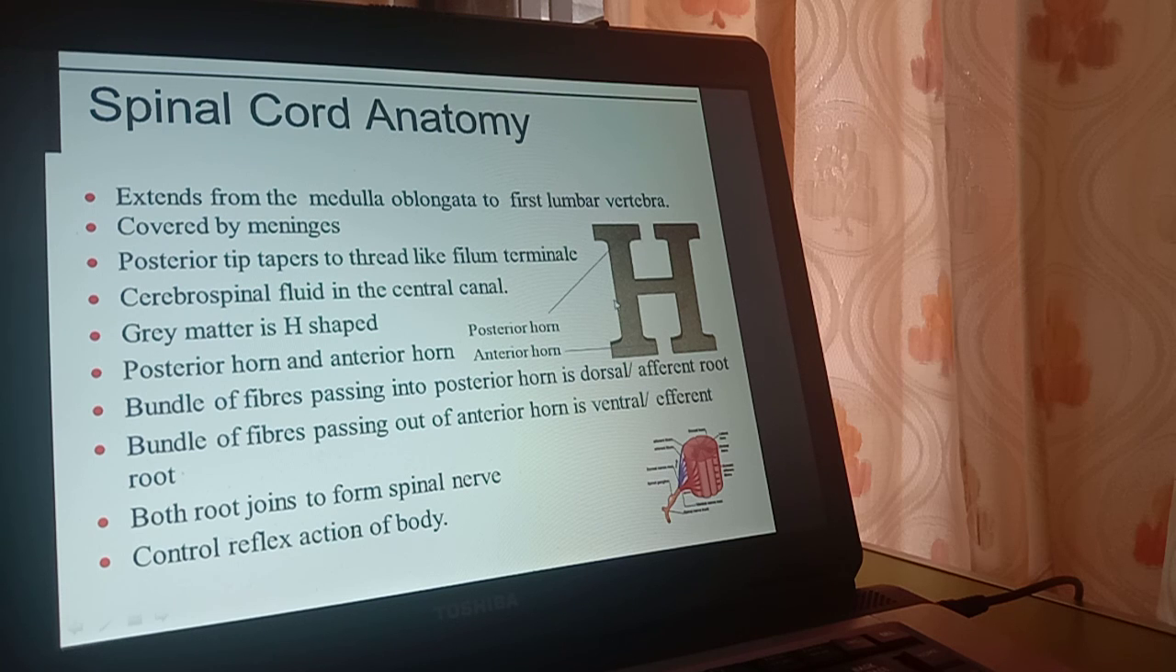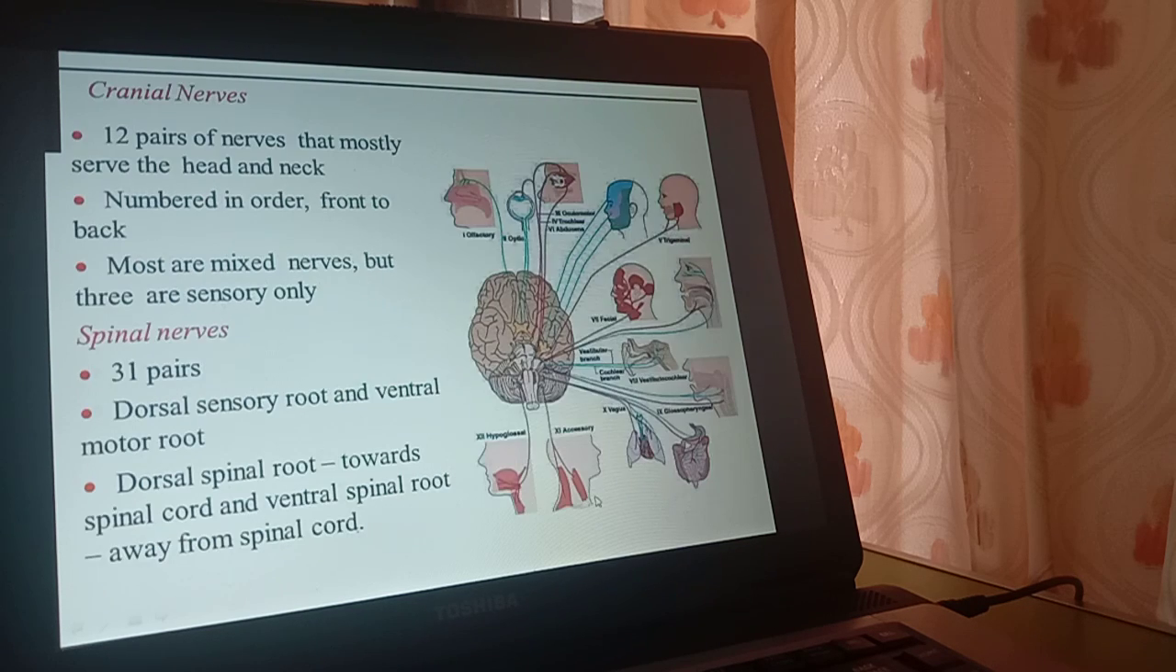Now, the bundle of fibers passing from the posterior horn is what is known as the afferent root or the dorsal root. And the bundle of fibers coming out of the anterior horn, see, I have put it here, it is more like an H, is known as the ventral or the efferent root. Both these roots join to form the spinal nerves, and that controls the reflex actions of the body.